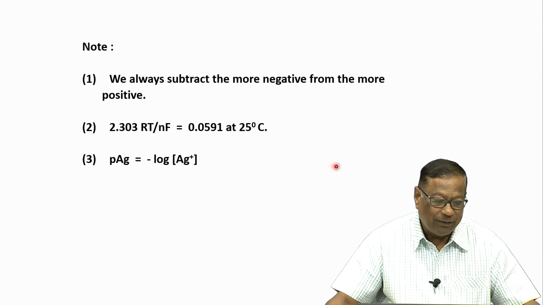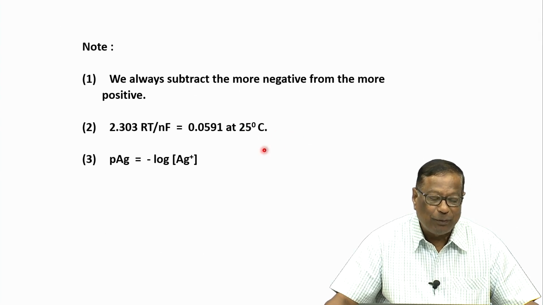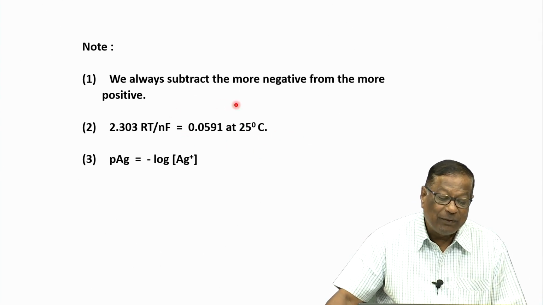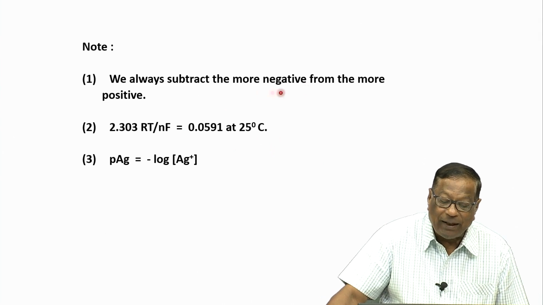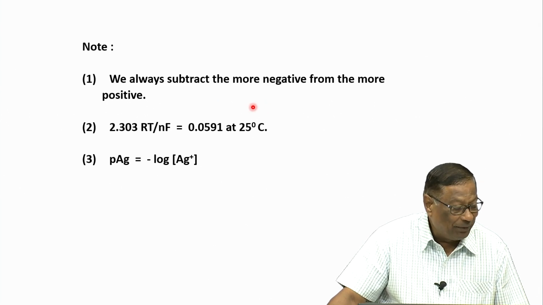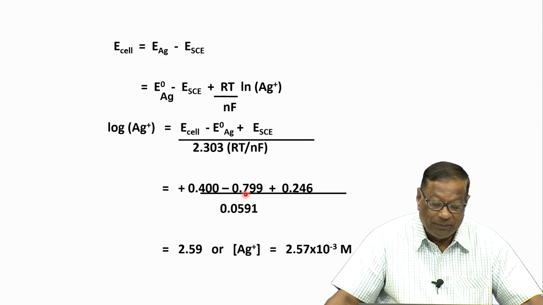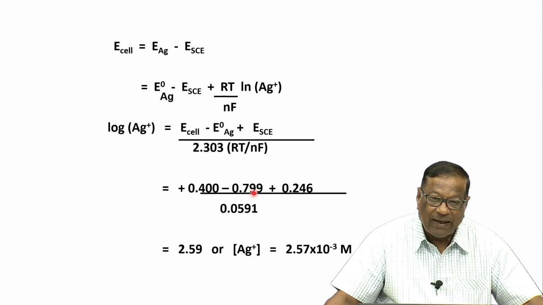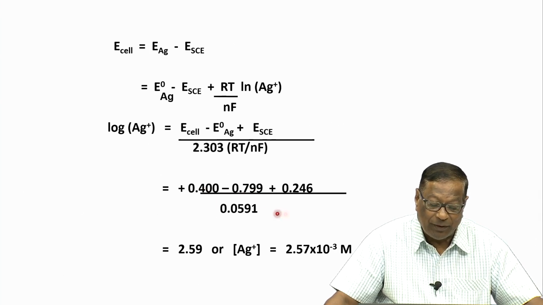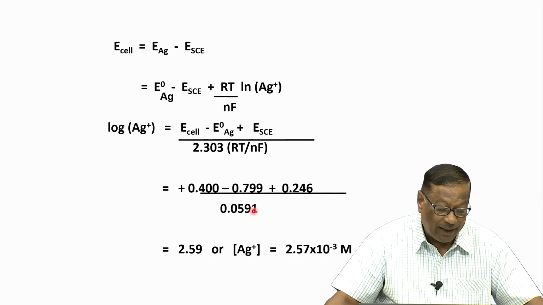Okay. So, here you have to note down a few points. For example, we always subtract more negative from the more positive. So, which is more negative? More negative is 0.799, isn't it? 0.4 is positive, 0.246 is positive, more negative is 0.799.